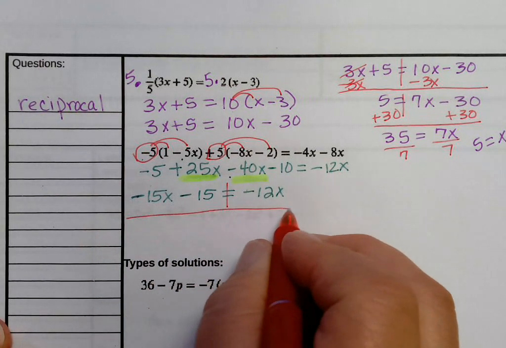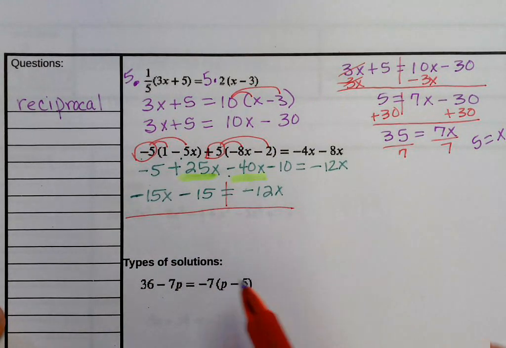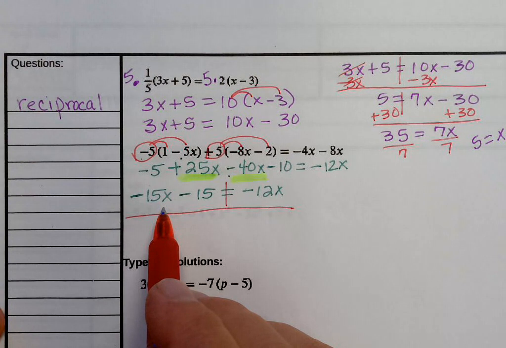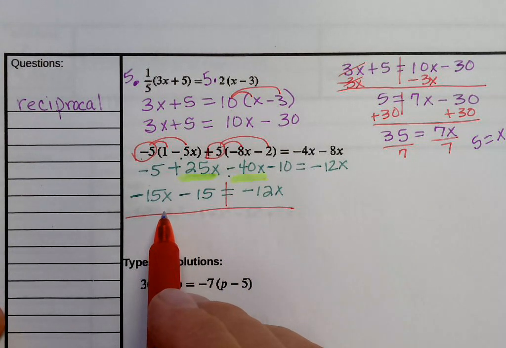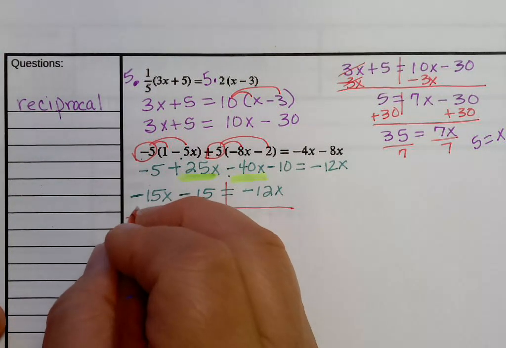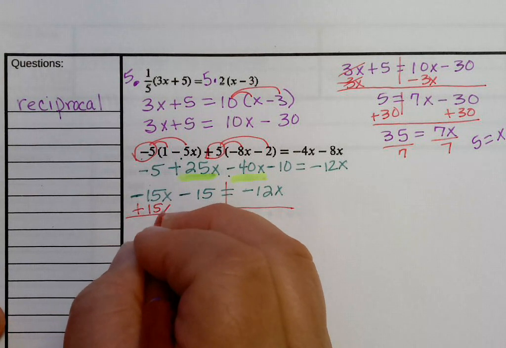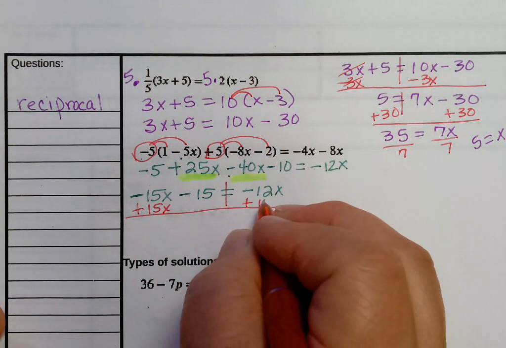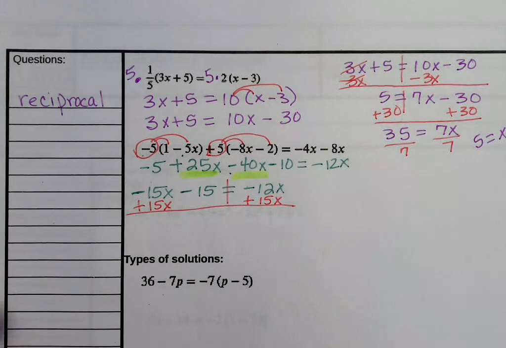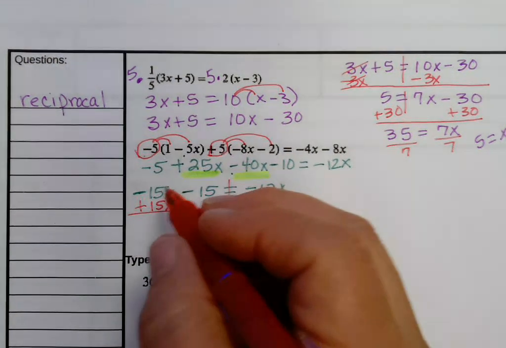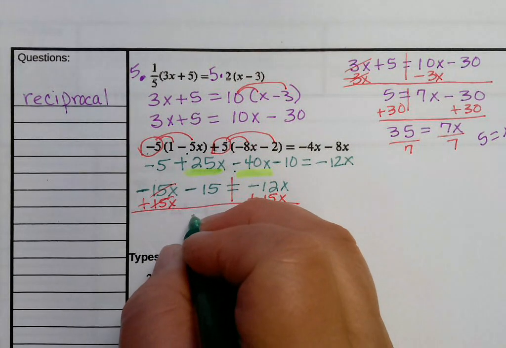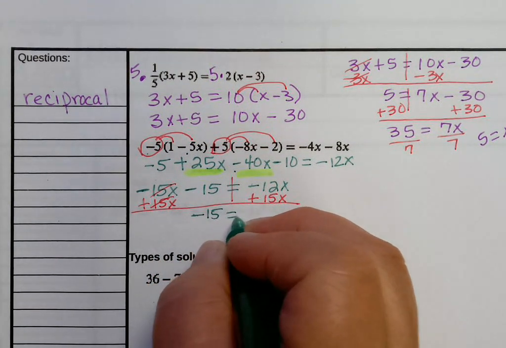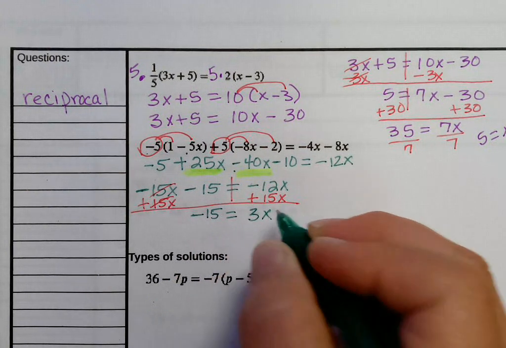I want to get my variables to the same side. Even if I had numbers on both sides, I'd still be thinking, which is my smaller variable, and it would be negative 15x. So I will add 15x to both sides. Okay, this is eliminated here because this becomes 0. I'm left with negative 15 is equal to 3x.